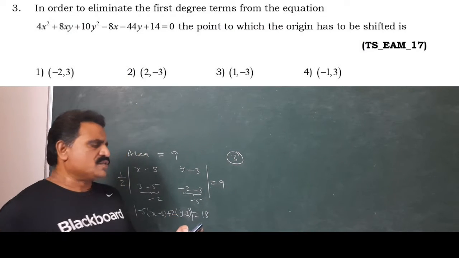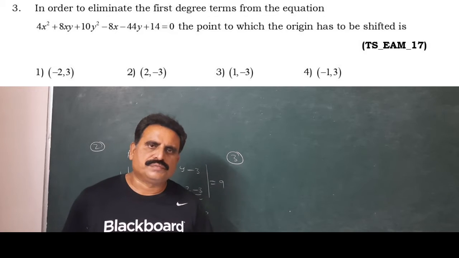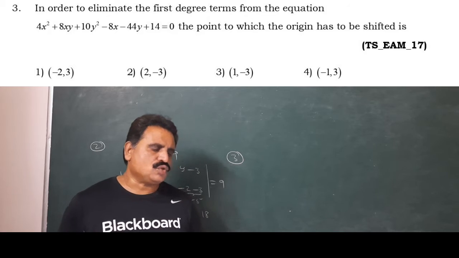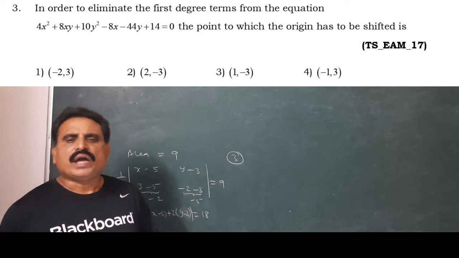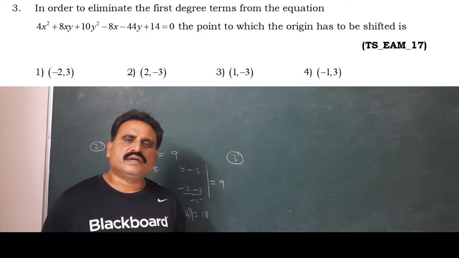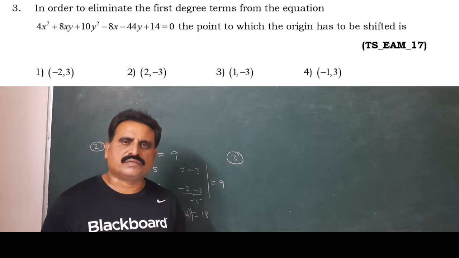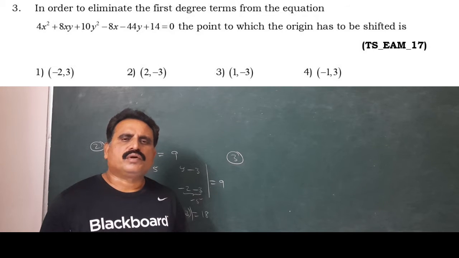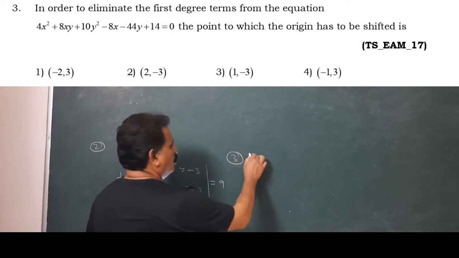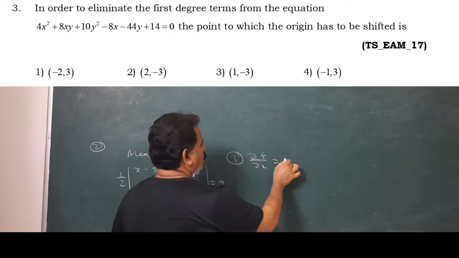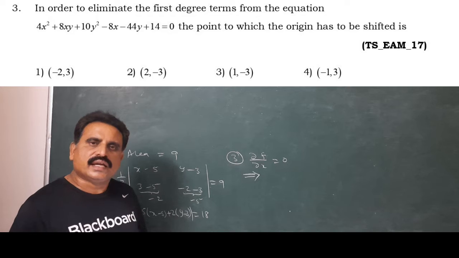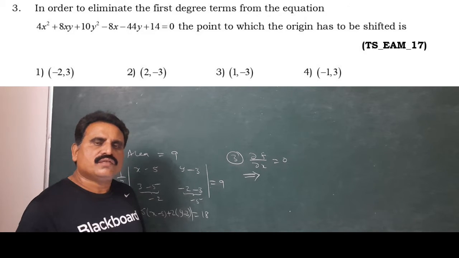In order to eliminate the first degree terms from the equation, the point to which the origin has to be shifted. We have a formula: (hf minus bg) by (ab minus h square), (gh minus af) by (ab minus h square). But the simplification part is somewhat lengthy. So in that case, the given equation is taken as F, and we set del F by del x equal to 0. That means partial differentiation of F with respect to x.